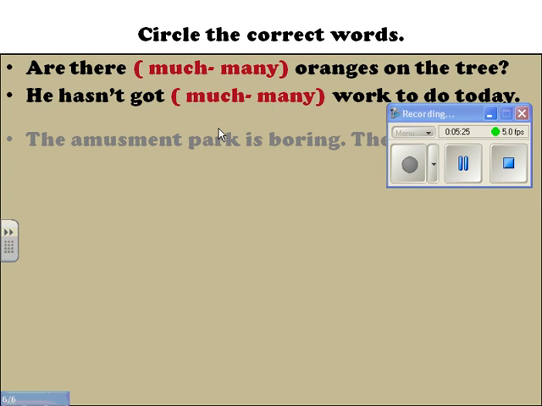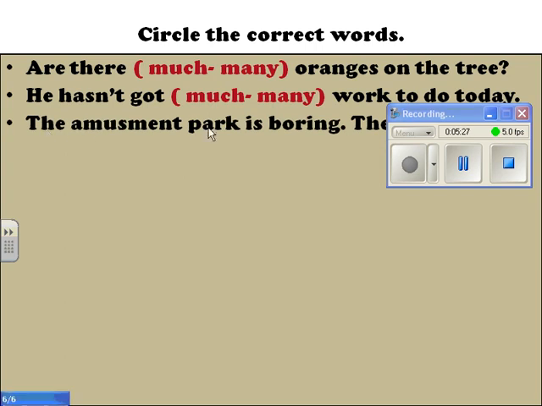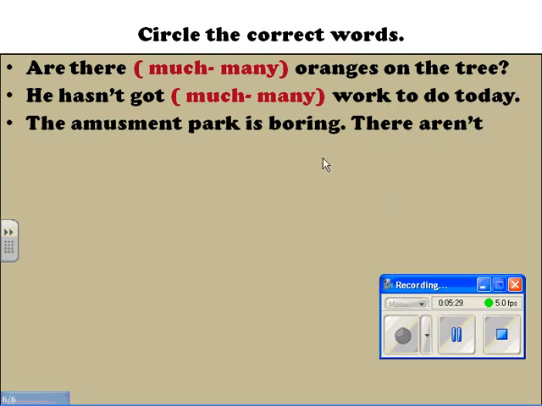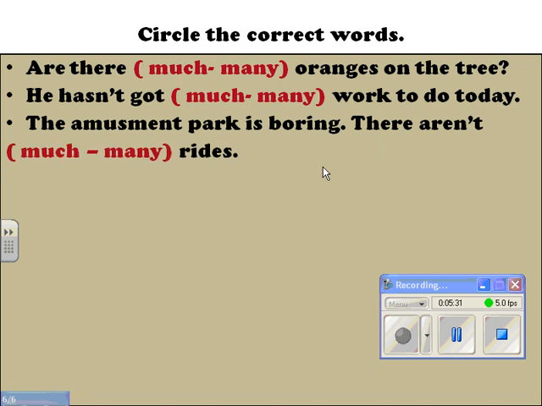Okay, number 3. The amusement park is boring. There aren't much or many rides. Can you count the rides in the park? Yes. So it's countable now. So we'll use many with the rides. The amusement park is boring. There aren't many rides.